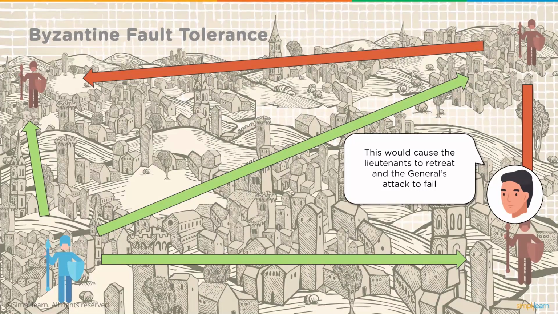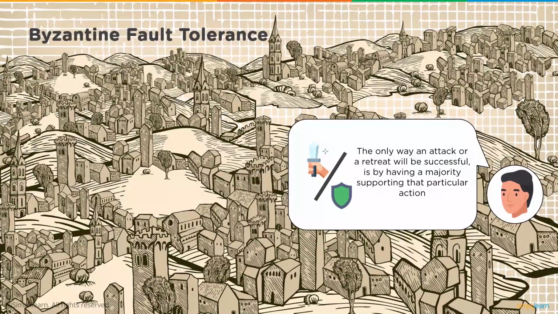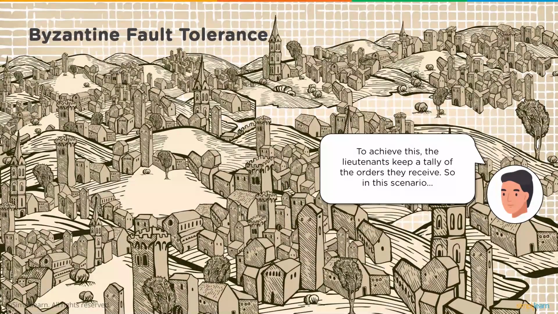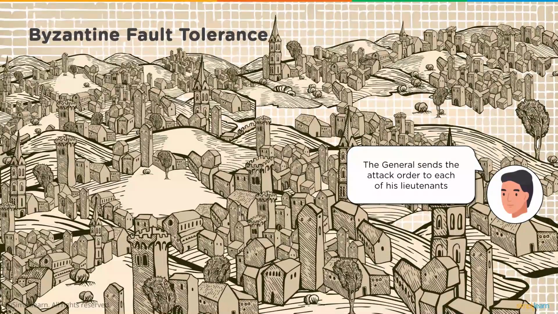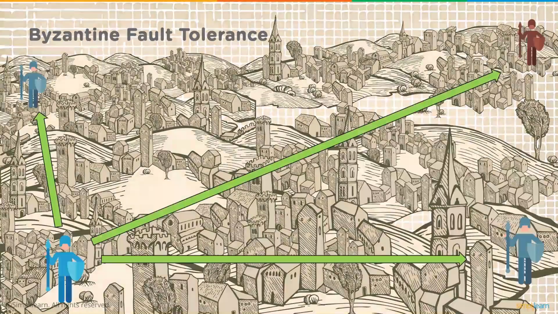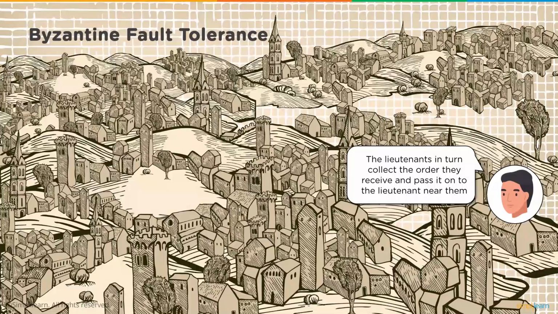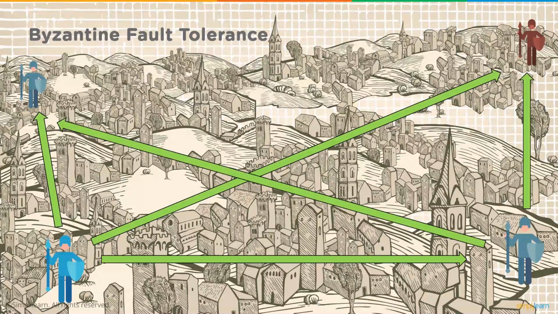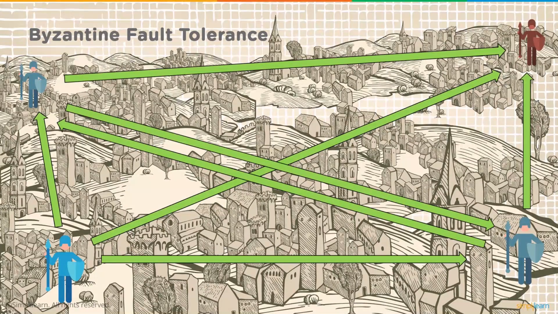So how do we tackle this? The only way an attack or a retreat will be successful is by having a majority supporting that particular action. To achieve this, the lieutenants keep a tally of the orders they receive. So in this scenario, the general sends the attack order to each of his lieutenants. The lieutenants in turn collect the order they receive and pass it on to the lieutenant near to them. So each lieutenant will pass this order to the nearest lieutenant.